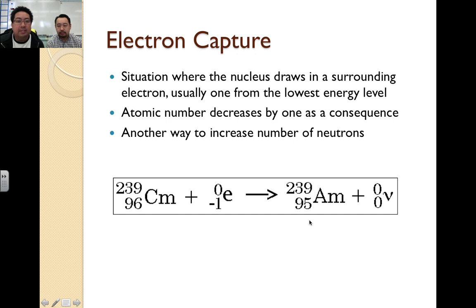You can almost think of this as the opposite of a beta emission, where you have a proton basically turning into a neutron, because notice how the mass number doesn't change. And again, the only emission you get is a neutrino, but again, we're not going to worry about that since it has no charge.